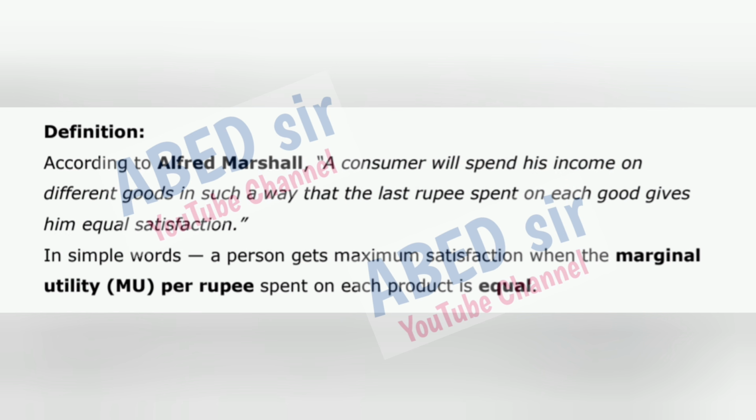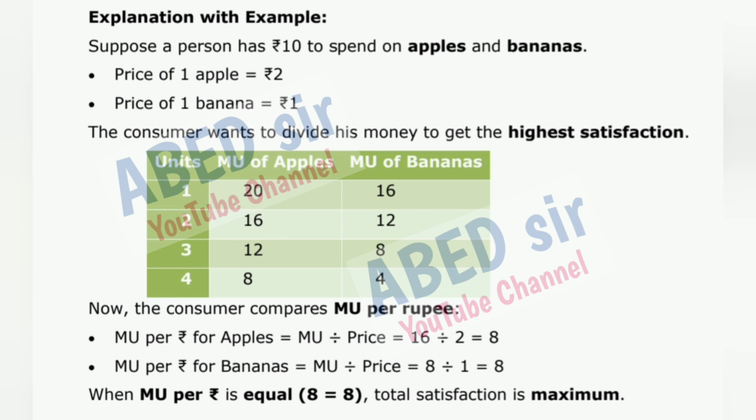Definition. According to Alfred Marshall, a consumer will spend his income on different goods in such a way that the last rupee spent on each good gives him equal satisfaction. In simple words, a person gets maximum satisfaction when the marginal utility, MU, per rupee spent on each product is equal. Explanation with example. Suppose a person has 10 rupees to spend on apples and bananas. Price of one apple is equal to 2 rupees. Price of one banana is equal to 1 rupee. The consumer wants to divide his money to get the highest satisfaction.